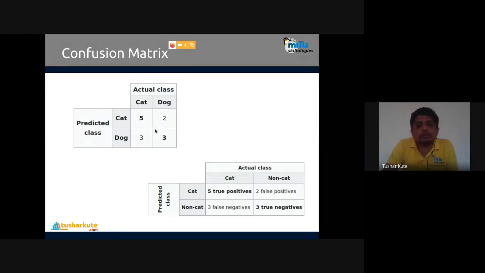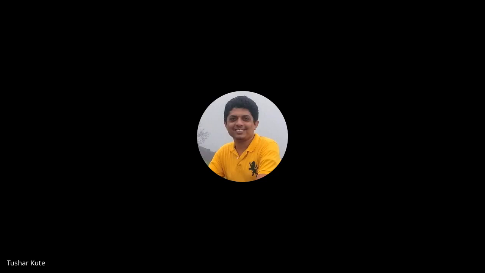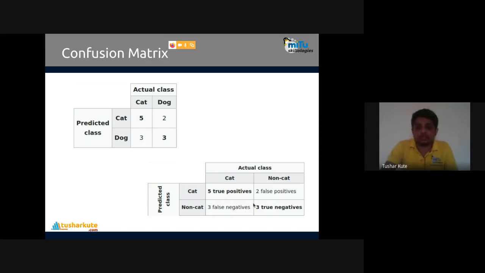What is the accuracy? 5 plus 3 out of 13 are matching. The algorithm's predicted results out of 13 are matching, 5 are wrong. For the cat class, 5 are true positive, 3 are true negative. These 2 are false positive and these 3 are false negatives. Fine. This is what the concept is.